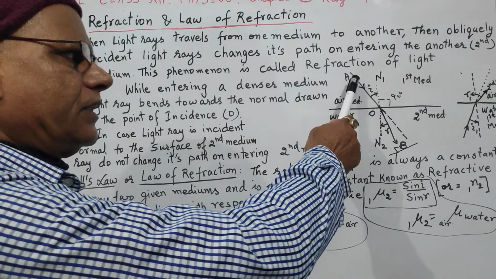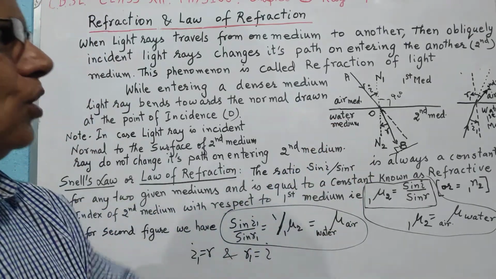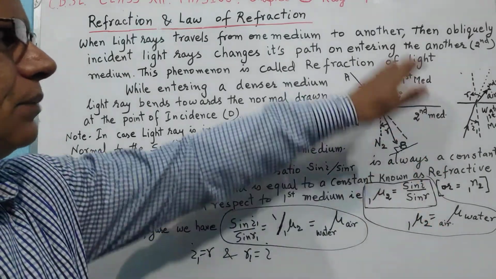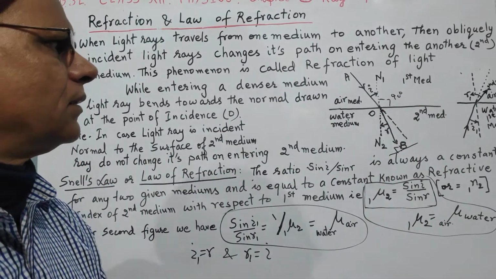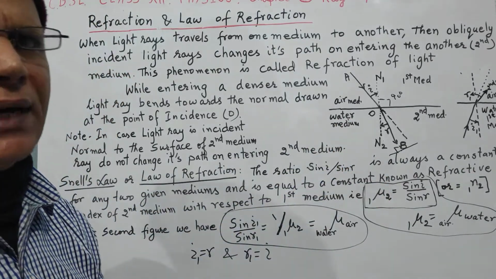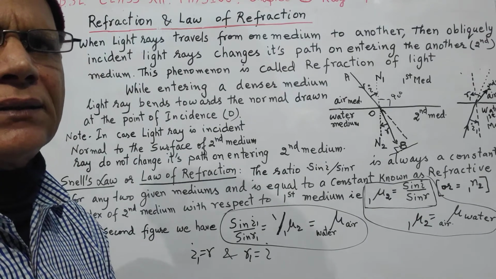Whenever a light ray enters from one medium into another medium, obliquely incident on the surface separating these two mediums, the light ray on entering the second medium changes its path. This phenomenon is known as refraction.